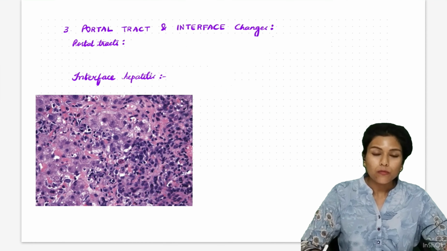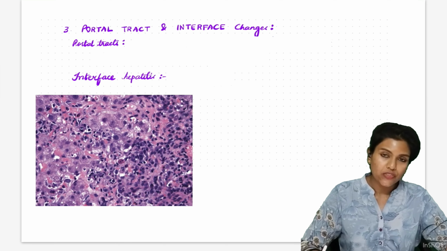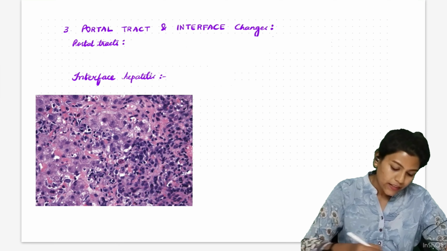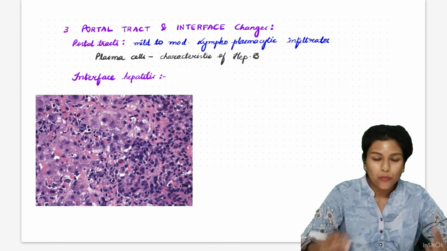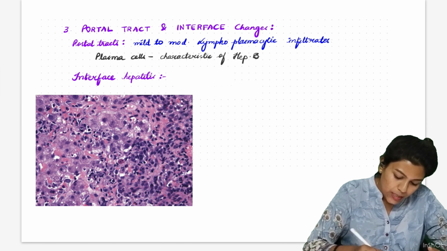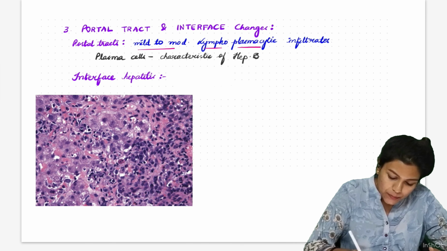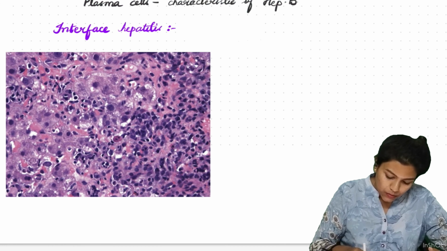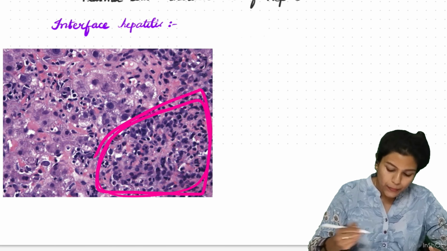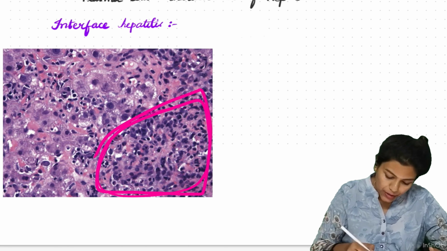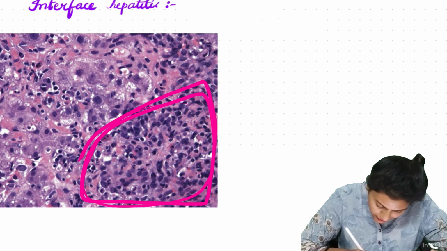Thirdly, when we come to portal tract and interface changes, there can be inflammation around the portal tract that will be obscuring it. It is usually a mild to moderate lymphoplasmacytic infiltrate. So, this is the portal tract area. It is completely obscured by inflammatory cells. Largely, they are lymphocytes. The round dots are the lymphocytes.